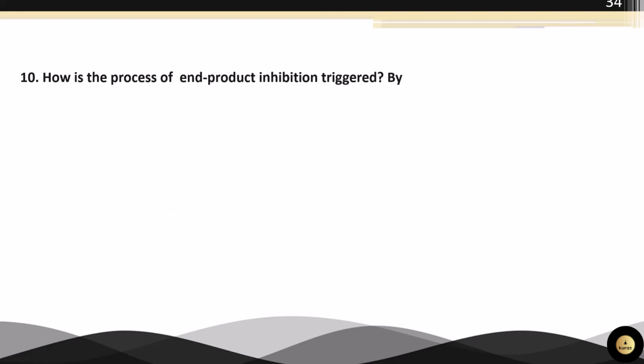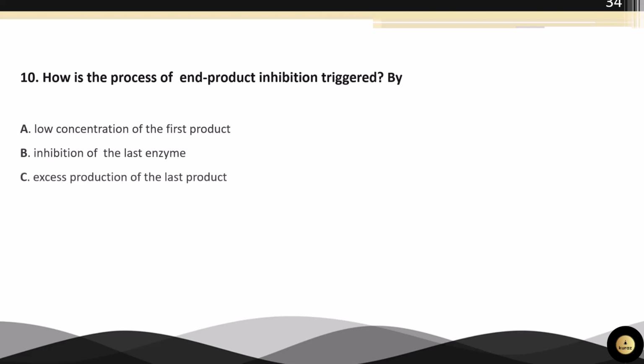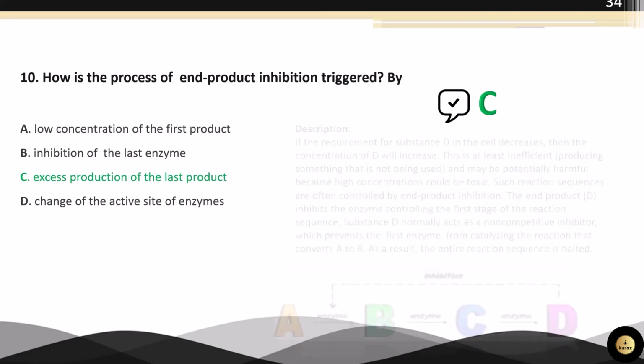Question number 10. How is the process of end product inhibition triggered? By A. Low concentration of the first product. B. Inhibition of the last enzyme. C. Excess production of the last product. D. Change of the active site of enzymes. The answer is C. Excess production of the last product.